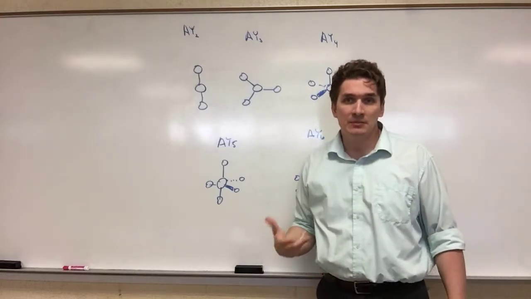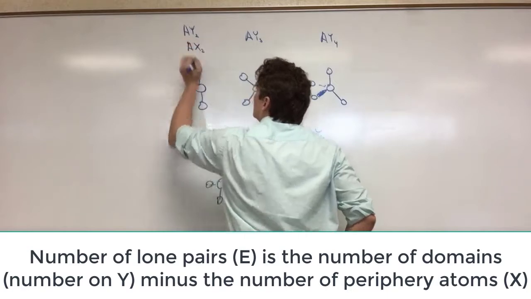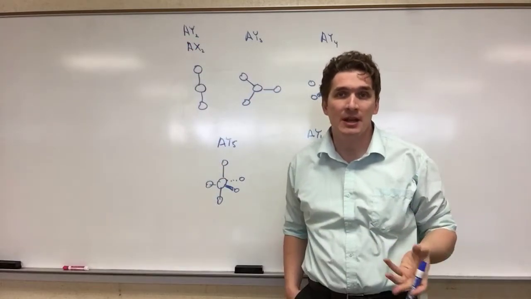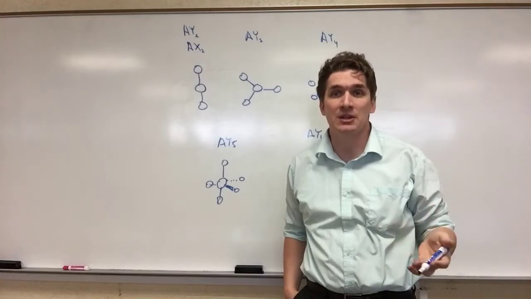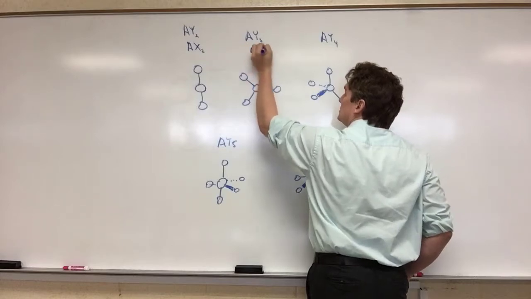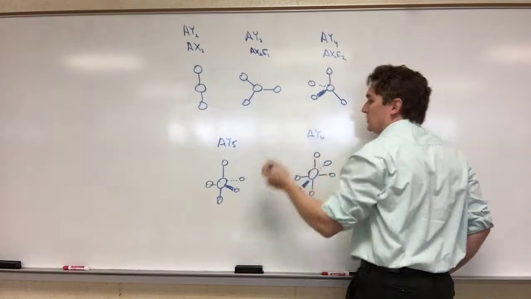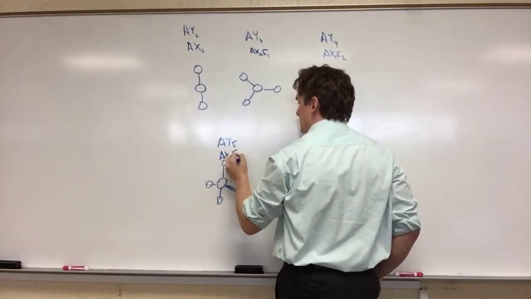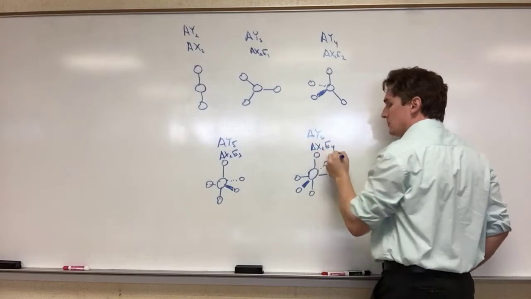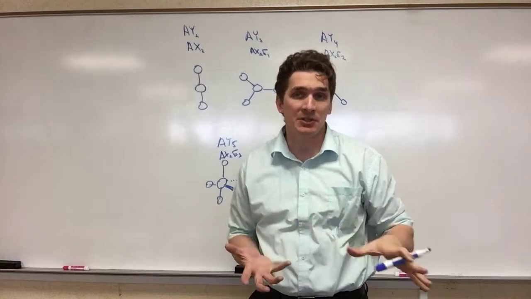So if we look at their equivalent molecular geometries, if we have AX2, we can't have any lone pair electrons on the central atom because our molecular geometry and electronic geometry have the same number. If we go to AY3, this is going to be AX2E1, AX2E2 for AY4, AX2E3 for AY5, and AX2E4 for AY6.